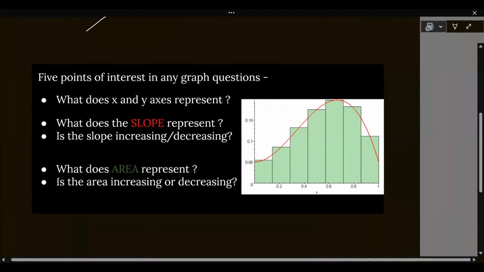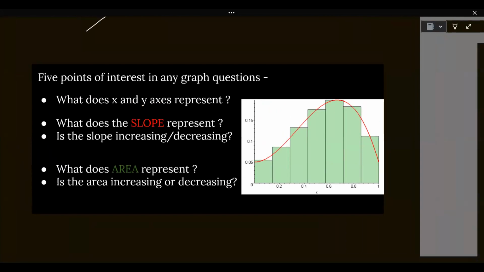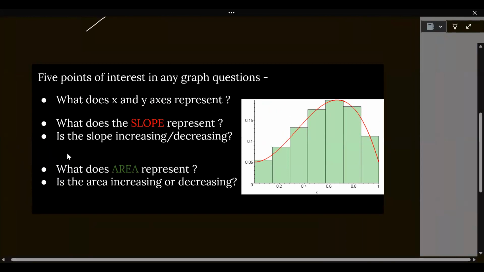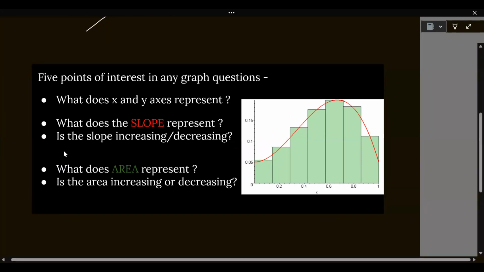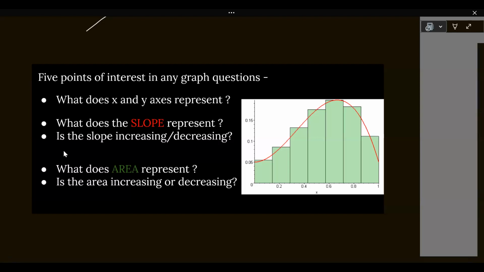First question is, what do X and Y represent? Second question, what does slope represent? Is the slope increasing or decreasing? What does area represent? And is the area increasing or decreasing, guys? Please let me know if you have any doubt. I'll teach you how to answer these questions. Write down the questions first. I'll teach you how to do these graph related questions very easily. You'll never make a mistake if you understand the process here.